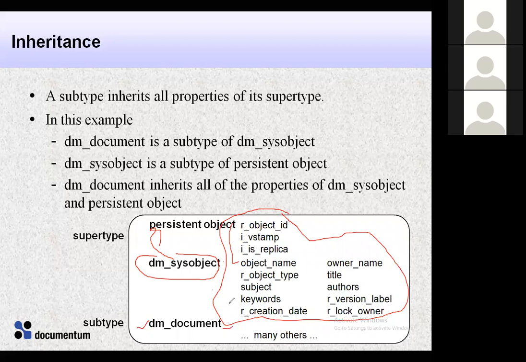Similarly, DM document contains the sys object attributes. Because the above three are already included in the sys object, therefore they are there for dm_document, right?